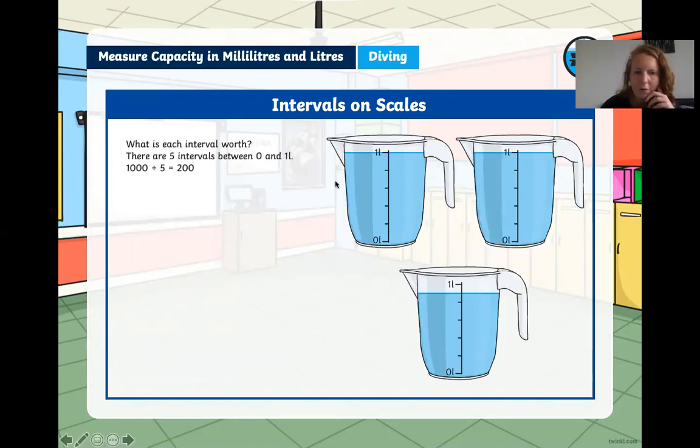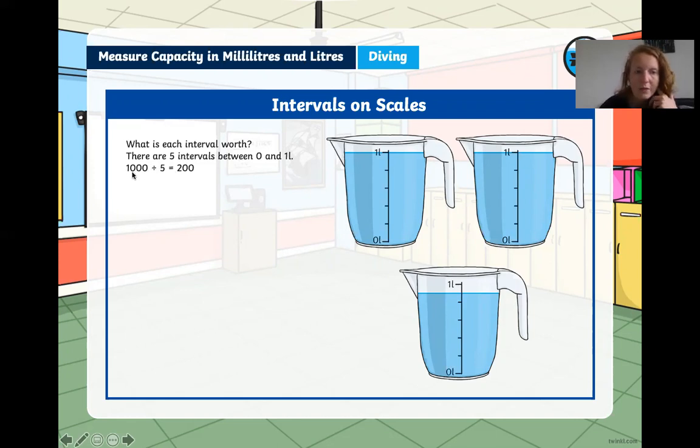Each interval, well, there are 5 of them here. So 1, 2, 3, 4, 5. Now remember, this is 1 liter, but we can pretend that it is milliliters or 1,000 milliliters. So 1,000 divided by 5. Again, I'm not expecting you to do your 5 times tables up to 1,000, but think about it.